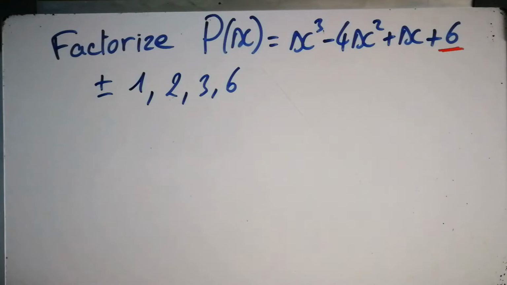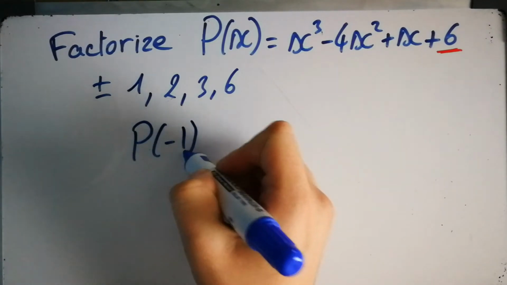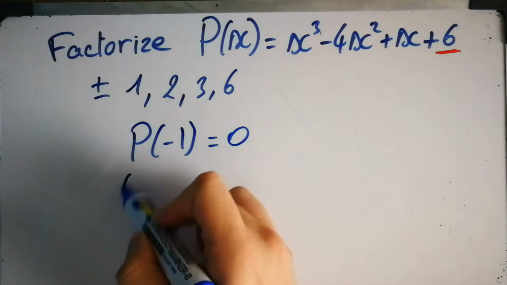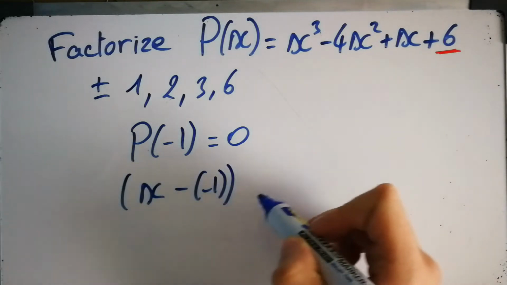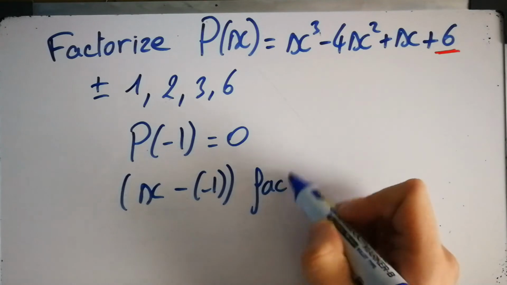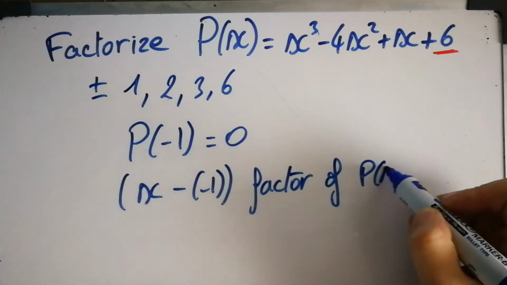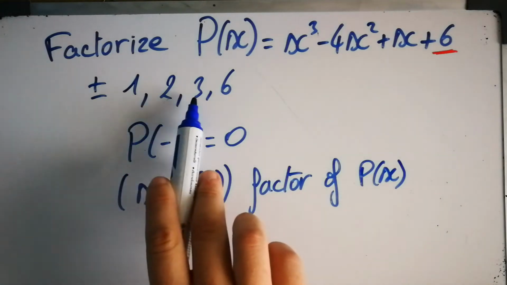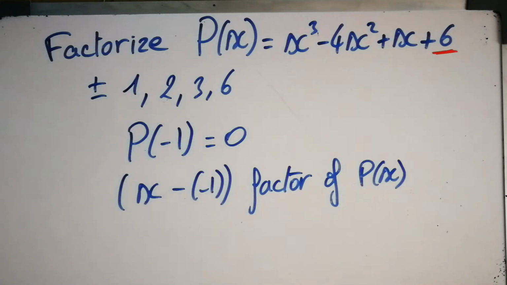According to the factor theorem, if I input minus 1 and I get a result being 0, it means that x minus minus 1 is going to be a factor of p of x. Right? So now we're going to input each of these factors and try to get which ones are going to give 0 so that we can find the three factors of the polynomial.